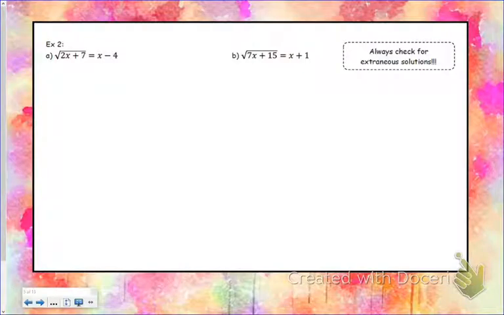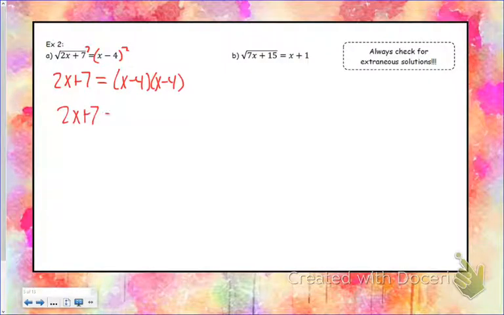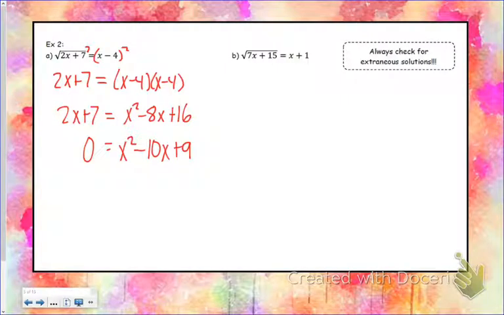Okay, so example 2 here, similar process, but the algebra here is going to be a little bit harder. Okay, so the first thing I'm going to do again is square both sides. So this becomes 2x plus 7. And then I have to remember x minus 4 squared actually means x minus 4 times x minus 4. So when I multiply this out, I'm going to get x squared minus 8x plus 16. Now, what I'm left with is a quadratic equation. So in order to solve a quadratic, we got to set it equal to 0. And then at this point, I can factor.